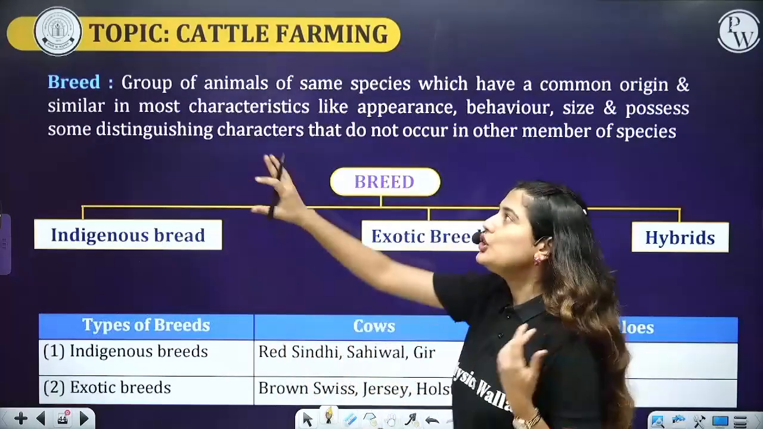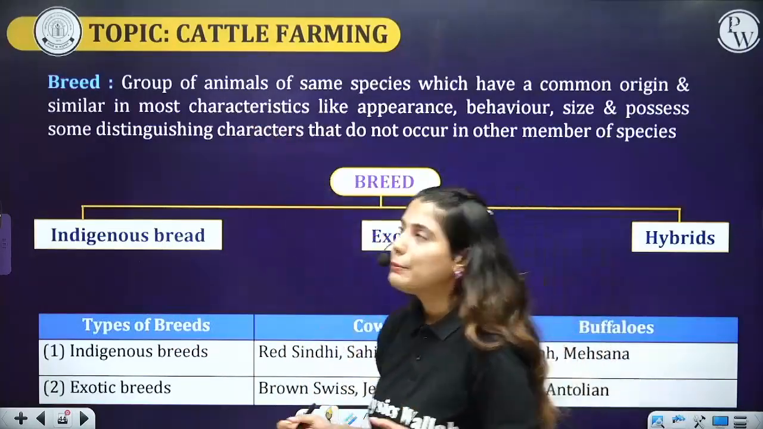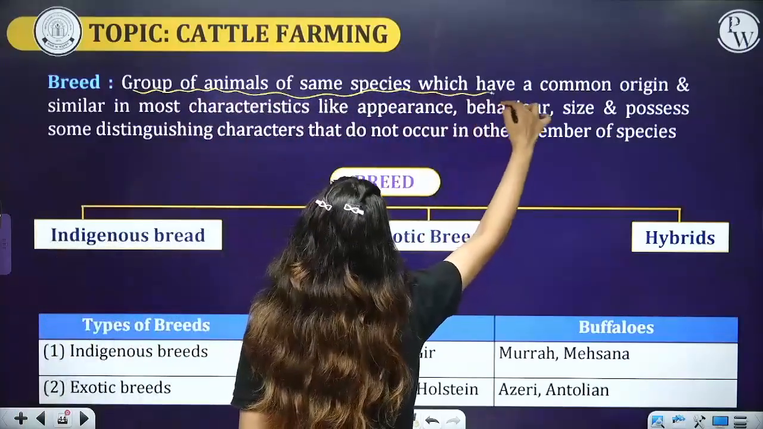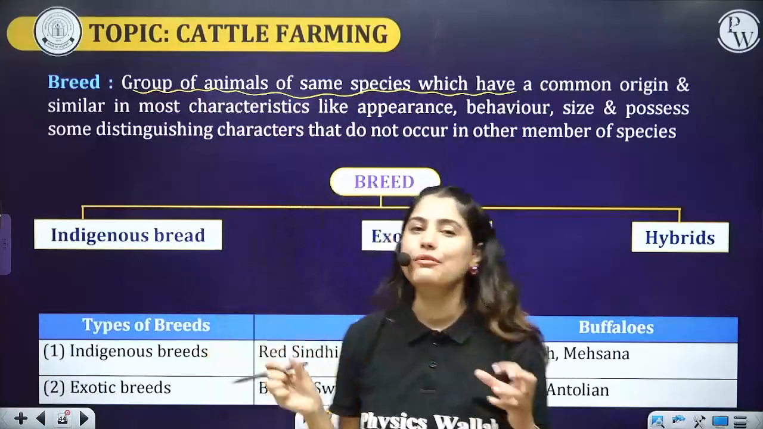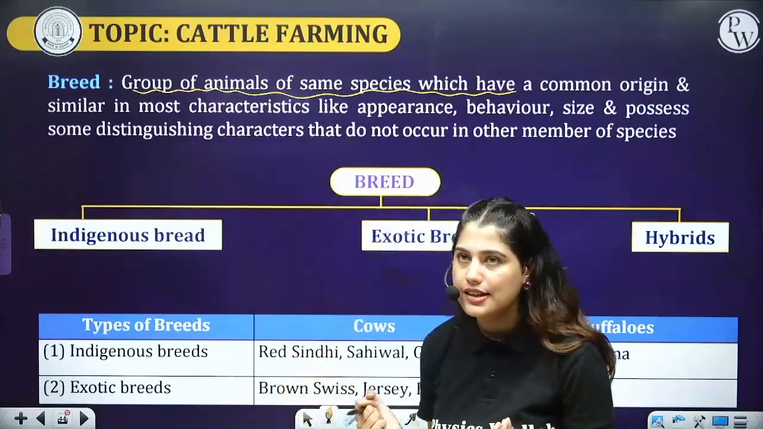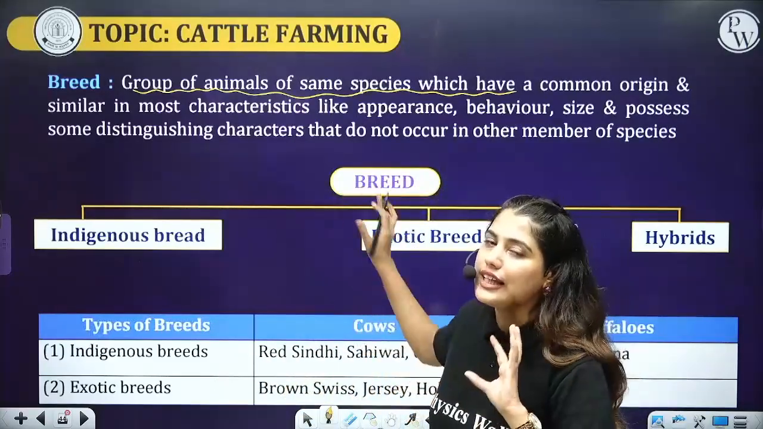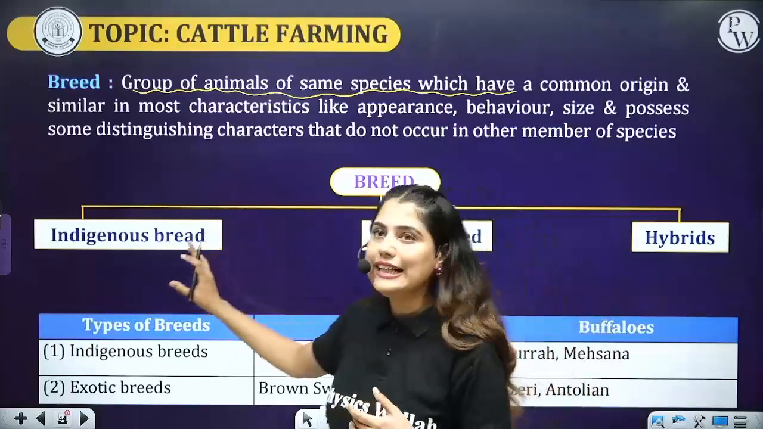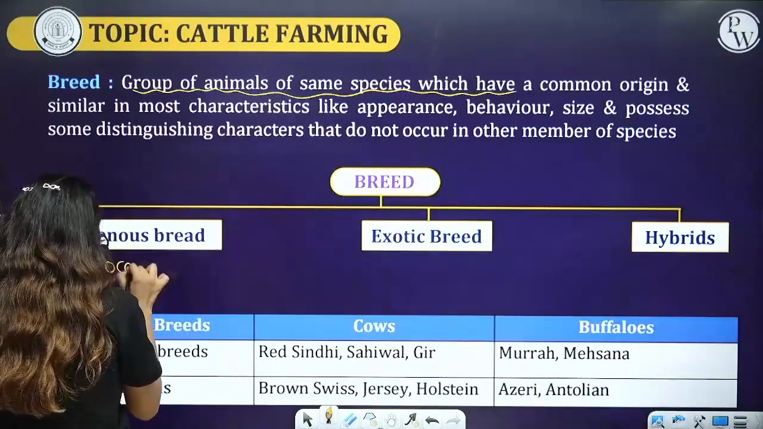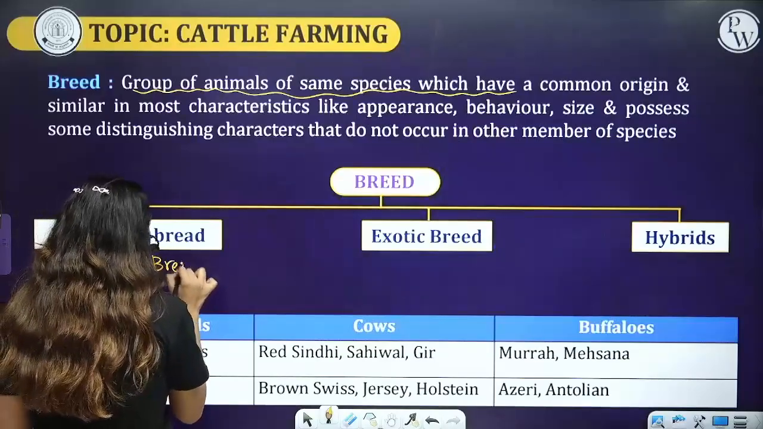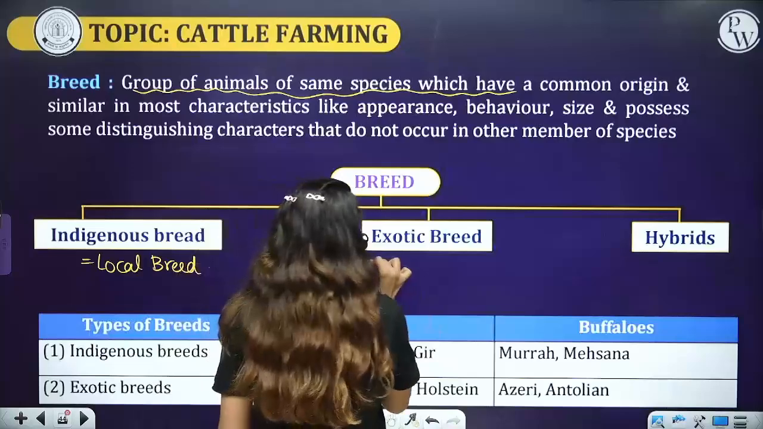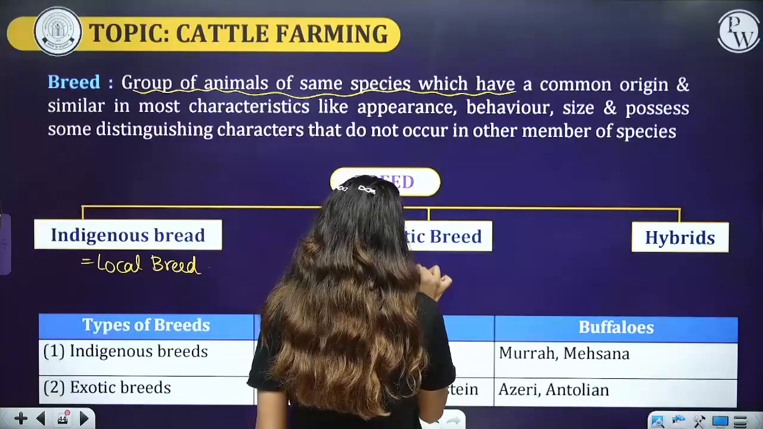Moving ahead towards the breed. Breeds are basically groups of animals of the same species, with very similar characteristics but also differences with respect to some characteristics. For example, there are two types of breeds: the indigenous breed, the local breed of India, and the exotic breed, the foreign breed which we have brought from abroad.